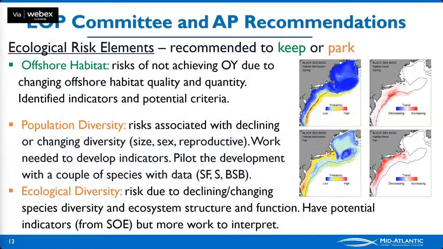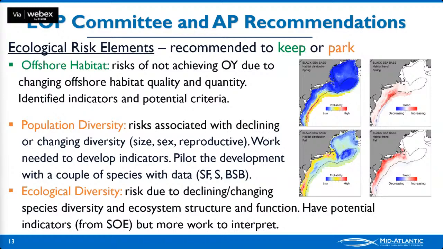So for those that we're either keeping or parking, the one that's being added is offshore habitat. This was actually one of them that we considered in the original risk assessment. We have a lot more offshore habitat information than we did 5 or 6 years ago now. We have a lot of modeling efforts that are going on, both within the council and within the center. So we believe we have all of this additional information, and the ability to create indicators and risk criteria. This is just one example here. This is looking at black sea bass habitat and how black sea bass distribution is changing over time and whether or not it's increasing or decreasing. This is just one indicator that we've come up with to utilize for our offshore habitat.